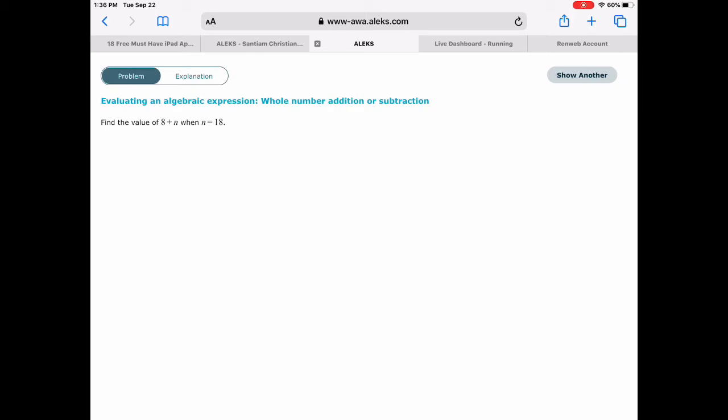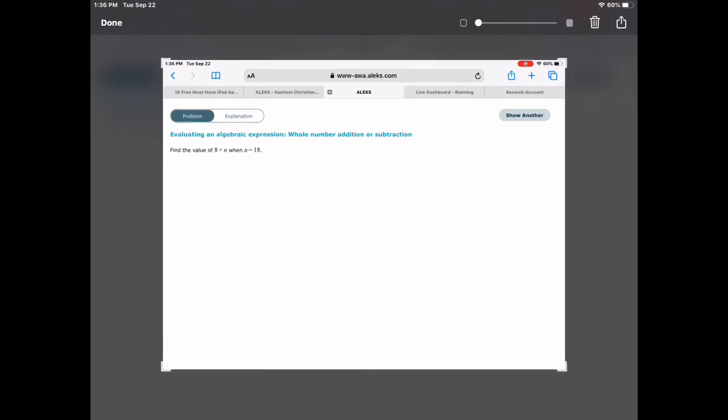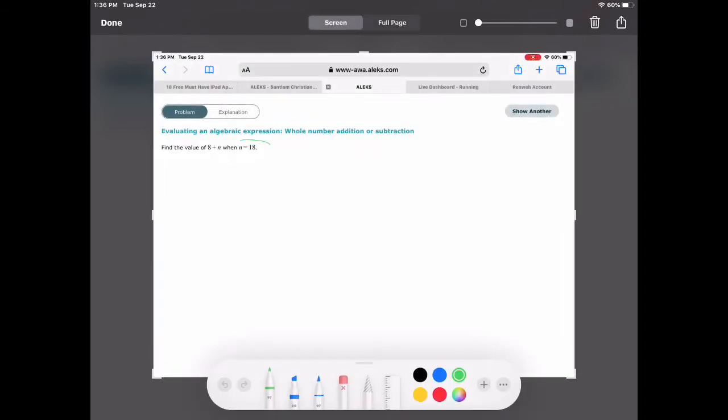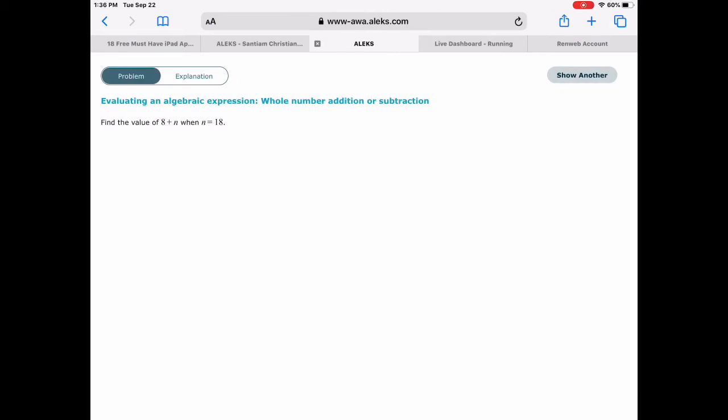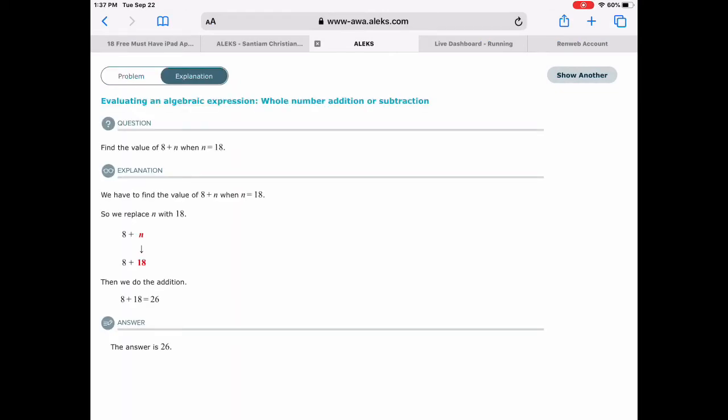Okay, so we're doing something that we often just call plug it in. If plug it in is too random for you, another word is just substitution. So we're going to do this 8 plus n, but we're going to do it as if n was 18. So we're just going to substitute 18 in for the n, and then I just have to do the math. 26. Okay, it's just a little substitution going on there. There it is.